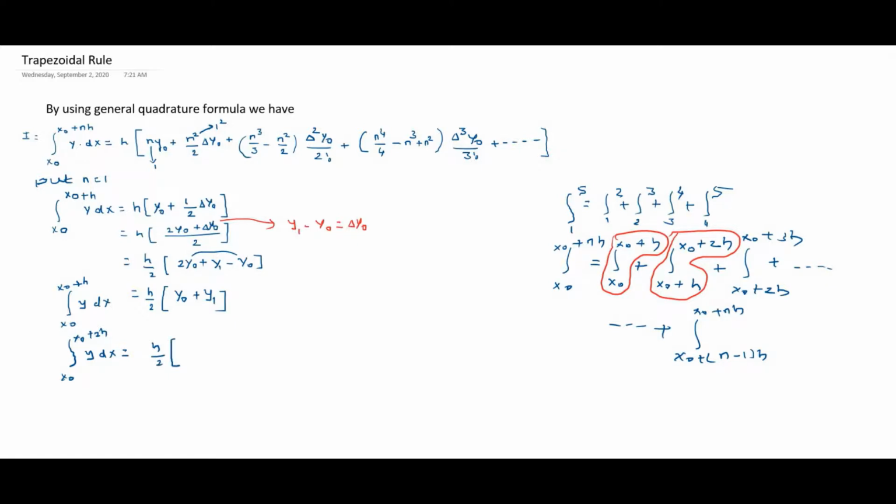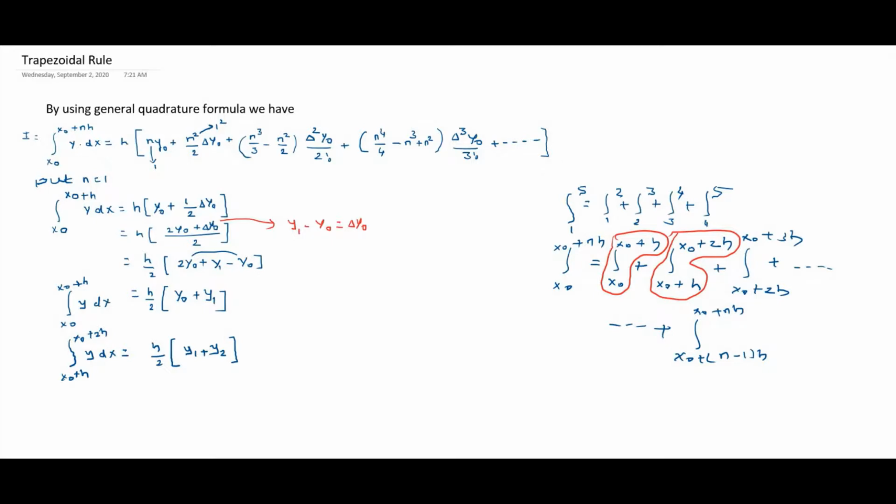See here, in the previous one the first lower limit is x0, so we have written y0, and the upper limit is x0 plus h, which is nothing but x1, and the corresponding value of y is y1. Similarly here we have x0 plus h to x0 plus 2h, so we can write it as y1 plus y2, because x0 plus h, the lower limit, is nothing but x1, and x0 plus 2h, the upper limit, is x2, and their corresponding values are y1 and y2.